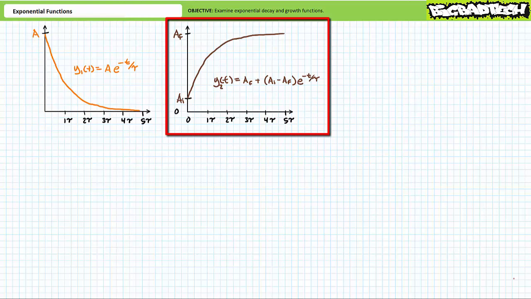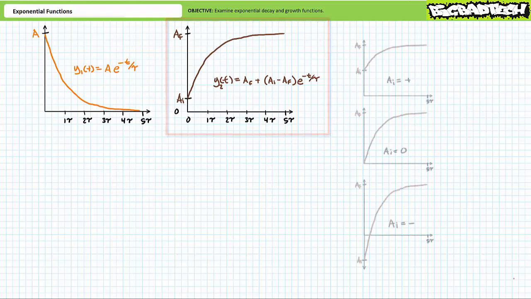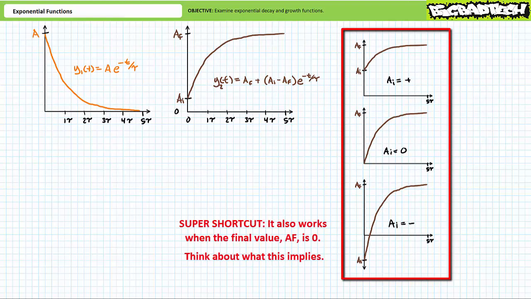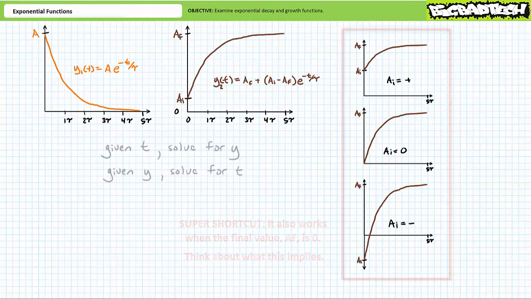Number 2, the comprehensive growth function, af plus ai minus af times e to the negative t over tau, which starts at an initial value of ai and grows to a final value af over a span of 5 time constants tau. The initial value ai might be positive, 0, or negative. As long as you keep track of signs, the comprehensive growth function works in all scenarios.